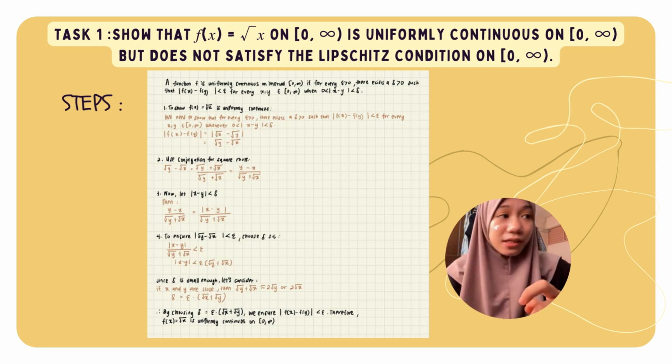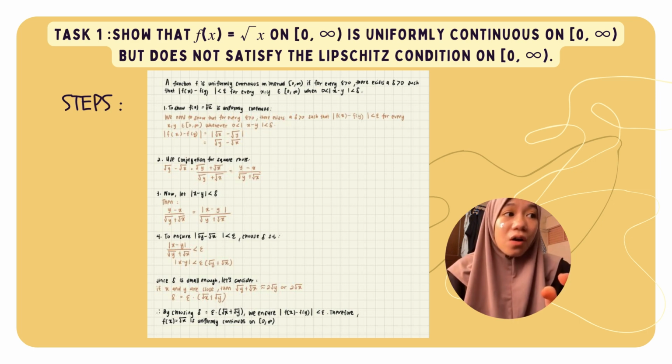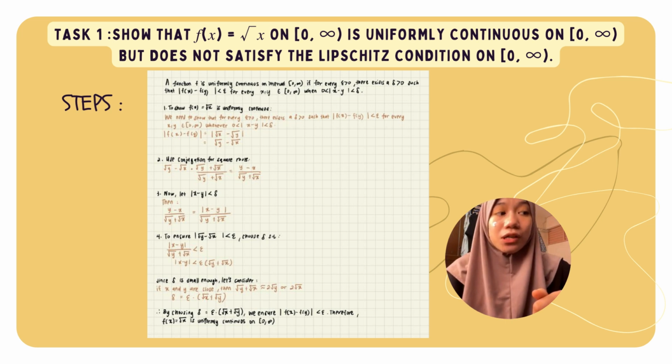So since delta is small enough, we consider x and y are close, then square root y plus square root x is approximately square root y or square root x. And then we get delta equal to epsilon times in bracket square root x plus square root y. By choosing delta equal to epsilon times square root x plus square root y, we ensure that in modulus f(x) minus f(y) is less than epsilon. Therefore, f(x) equal to square root x is uniformly continuous on [0, infinity).